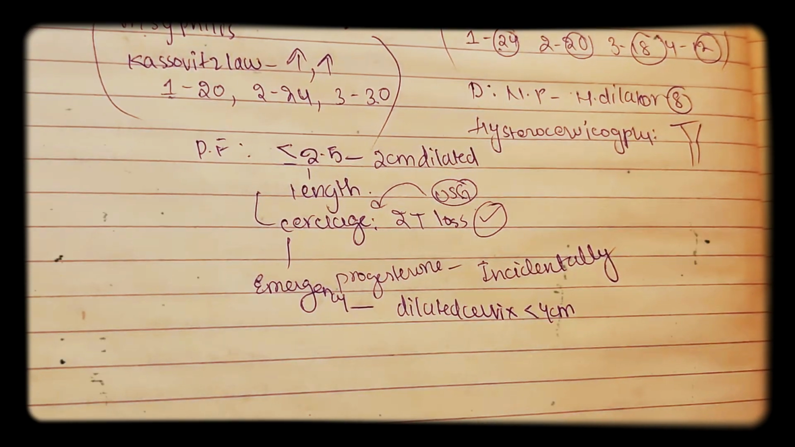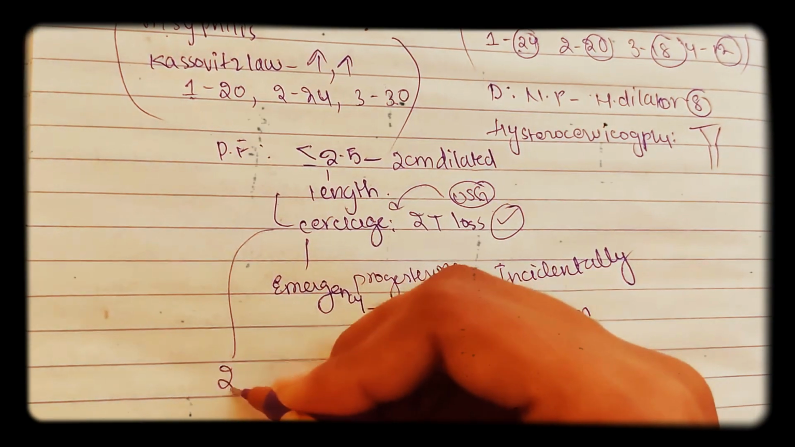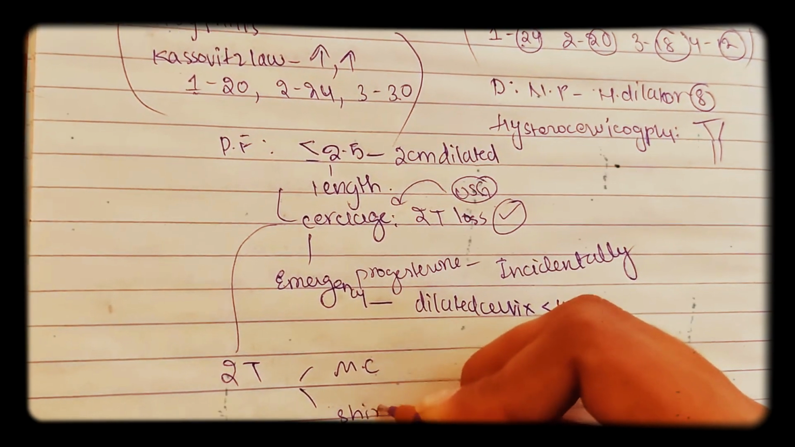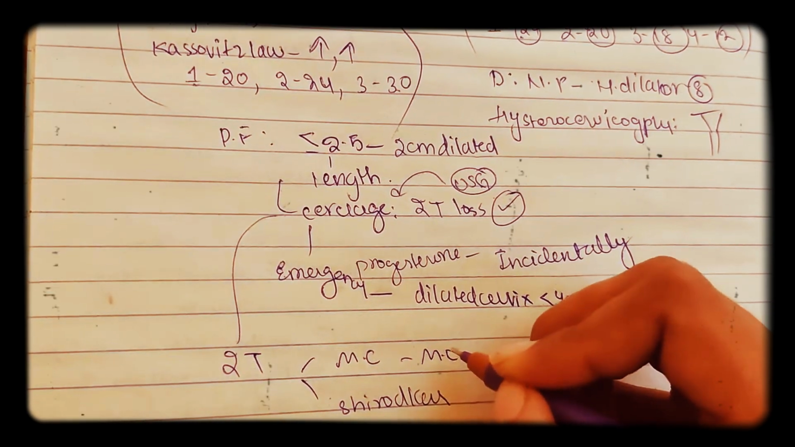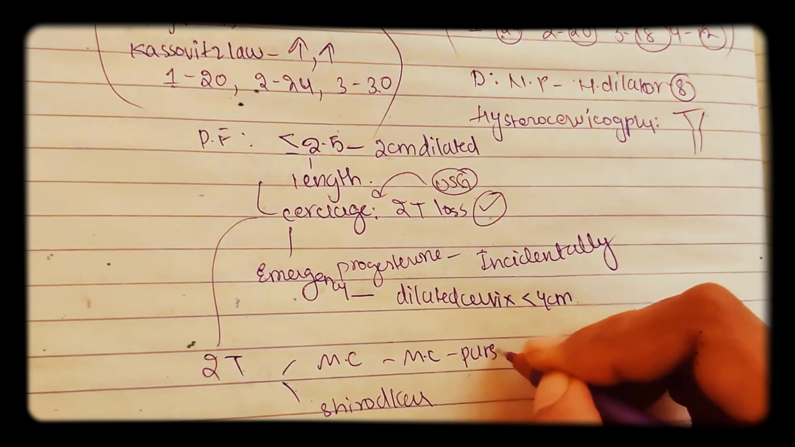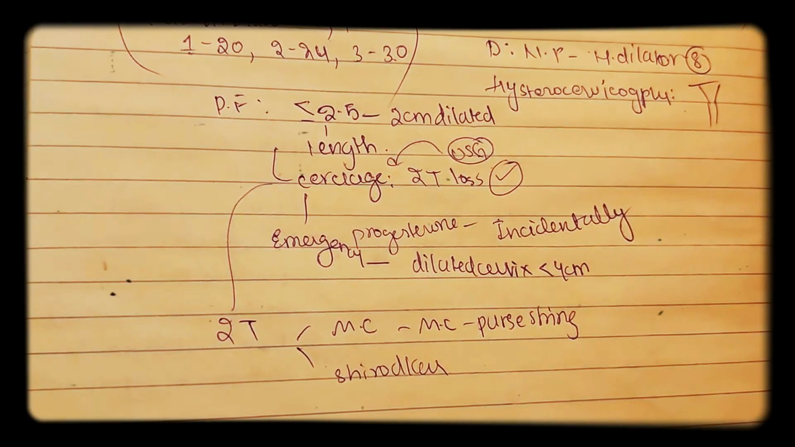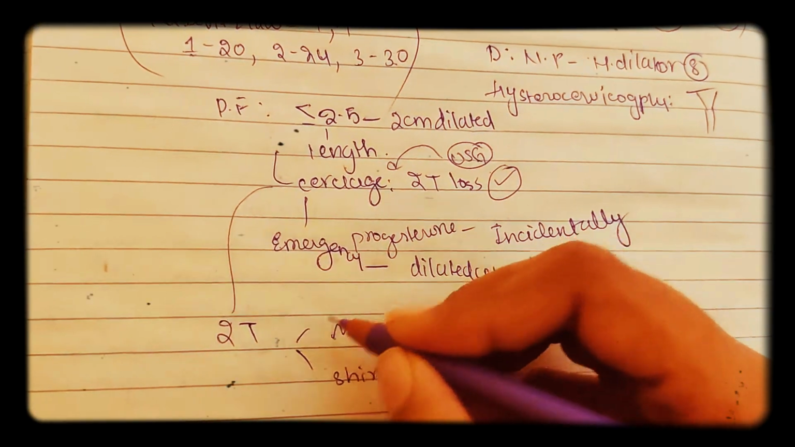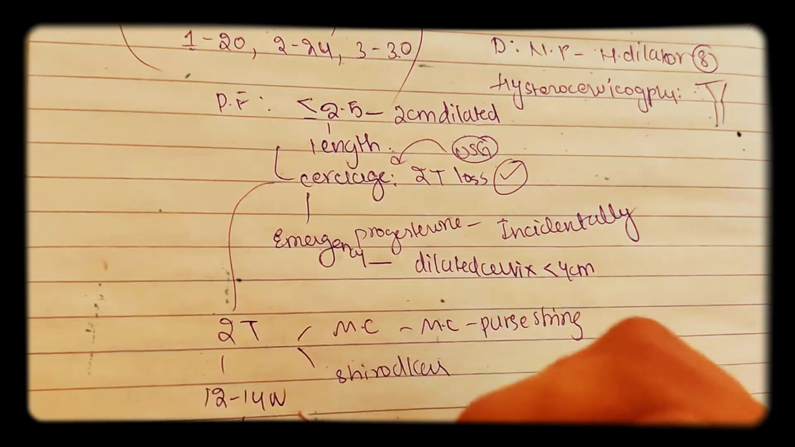Now let us discuss cerclage. So cerclage is actually of two types. One is McDonald cerclage, one is Shirodkar cerclage. So McDonald cerclage is the most common, like McDonald's. And it is a purse string like structure, actually it's a purse string like structure. Next, coming to Shirodkar cerclage. Okay, the cerclage is usually done between 12 to 14 weeks. Especially at 14 weeks it's better to do.